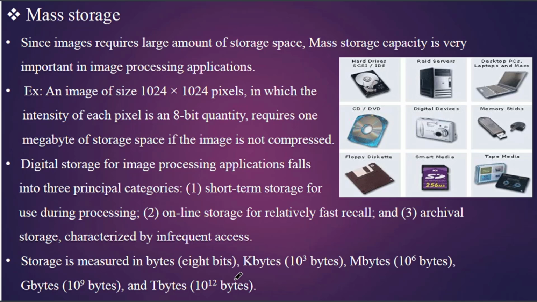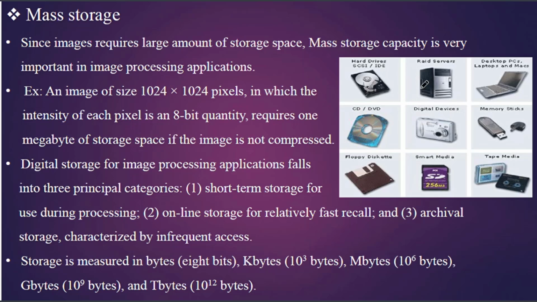See, you know it already. Bytes means 8 bits. Kilobytes 10 power 3 bytes. Megabytes 10 power 6 bytes. Gigabytes 10 power 9 bytes. And terabytes 10 power 12 bytes. So these are all different mass storage devices.